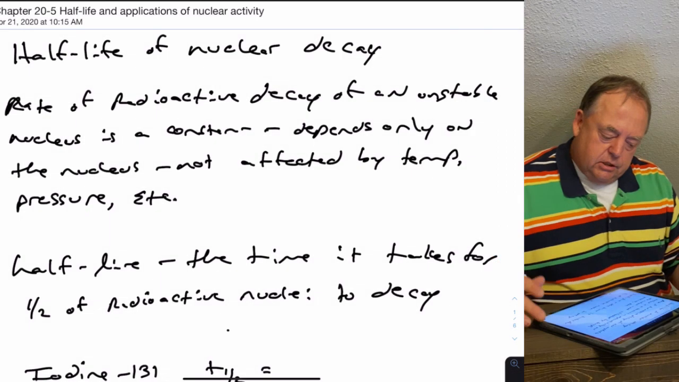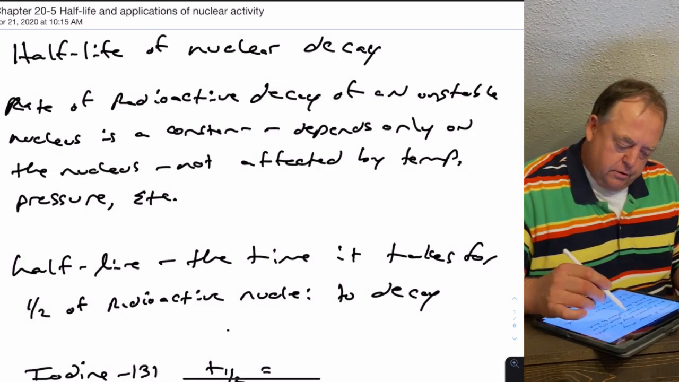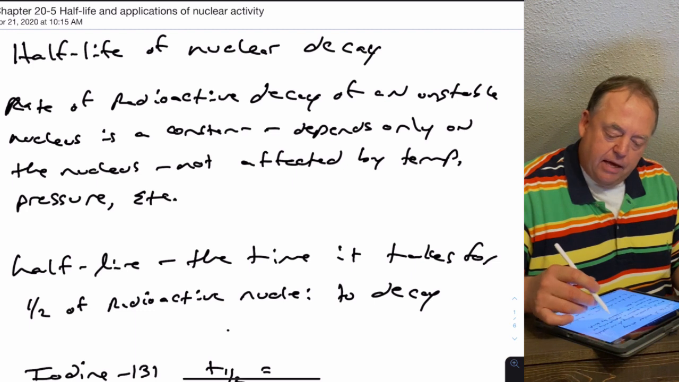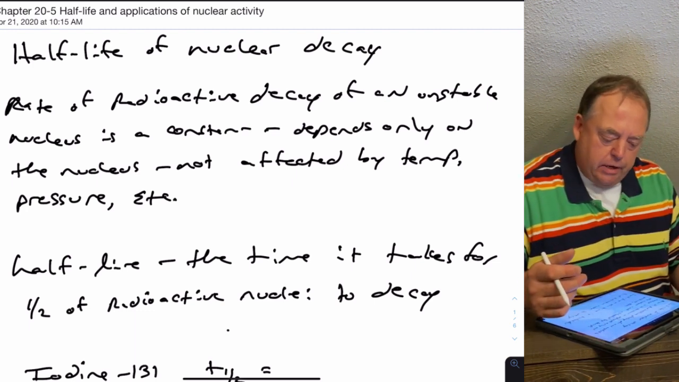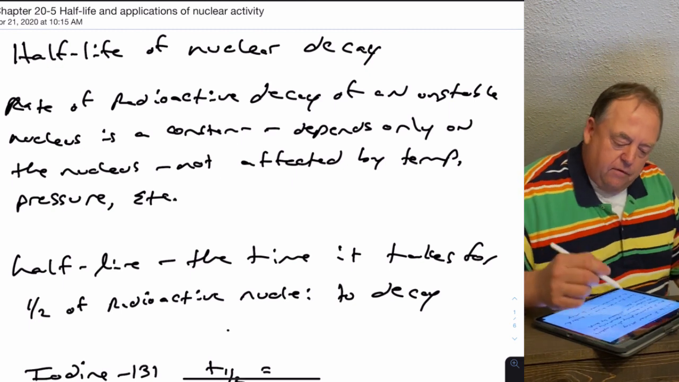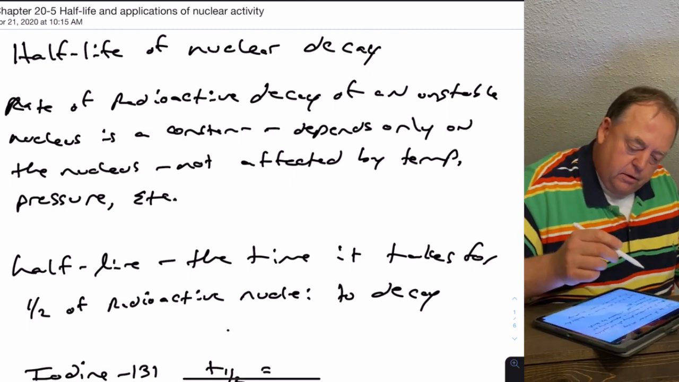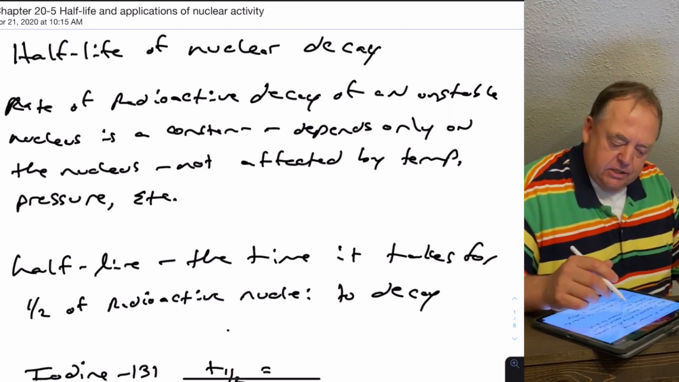Okay, so this will be the last lecture over this chapter. So this lecture will look at the half-life of nuclear reactions and then look at a few applications of nuclear reactions. Okay, so half-life is something that we've talked about before back in the kinetics chapter.